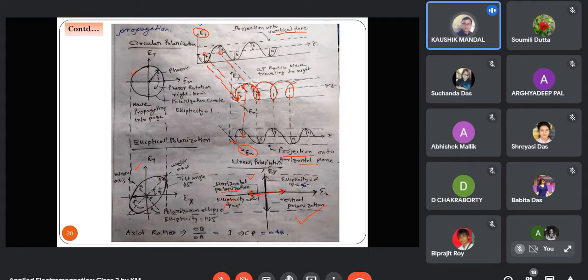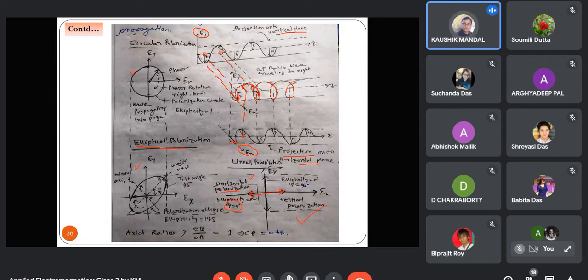What is this phi? Phi is basically known as the tilt angle. It will be clear when we consider the general case of polarization, that is the elliptical polarization. Elliptical polarization is the general case of polarization. From elliptical polarization, you can define or discuss linear polarization as well as circular polarization.